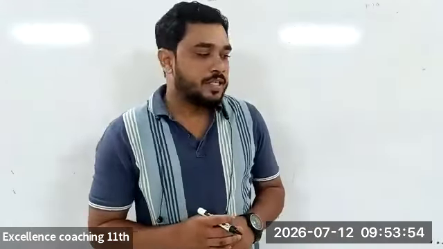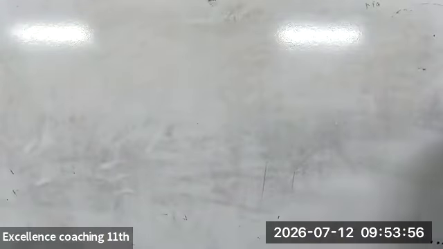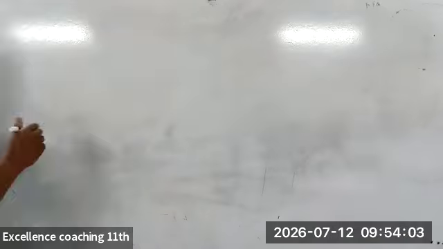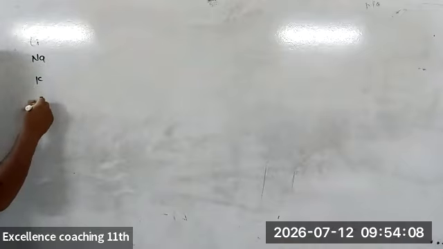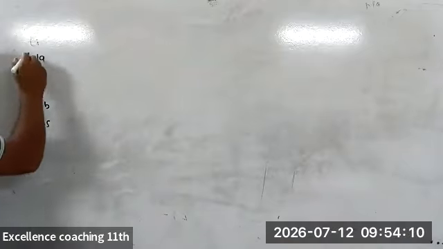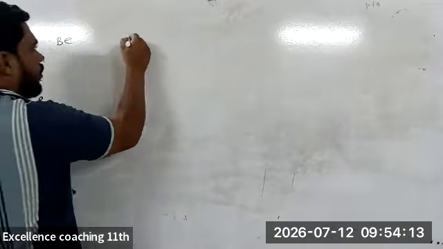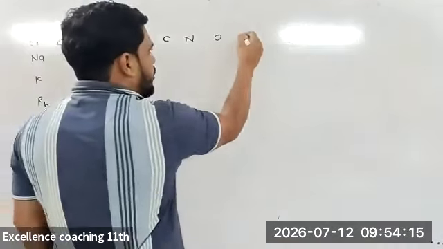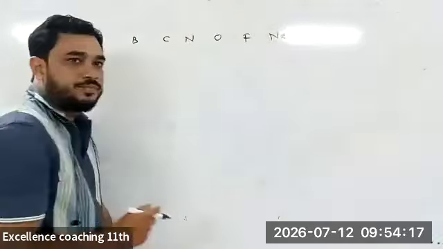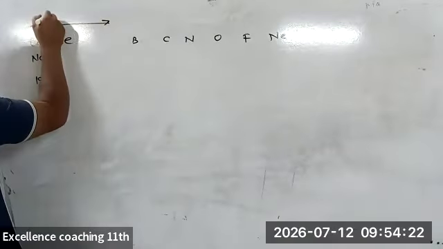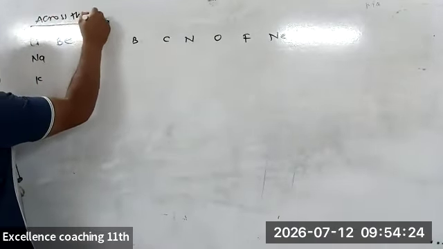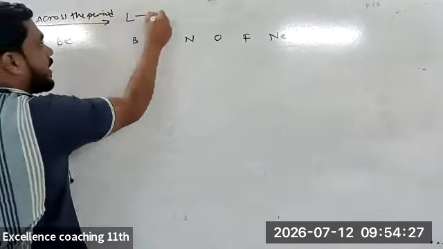Now we'll go for the next part of the atomic radius, the application questions. Across the period, the atomic radii decreases with increase in atomic number. See here, interesting topic. Lithium, sodium, potassium, rubidium, and cesium. Lithium, beryllium, boron, carbon, nitrogen, oxygen, fluorine, and neon. The thing here is atomic radius across the period, that is also called left to right.